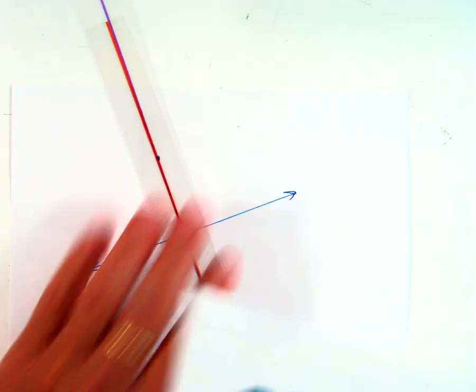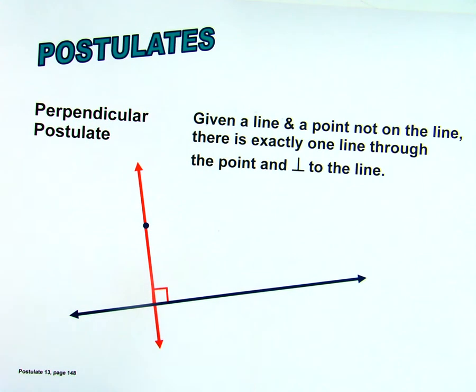So we say there exists one and only one line perpendicular to a given line and passing through a given point. That's the perpendicular postulate.